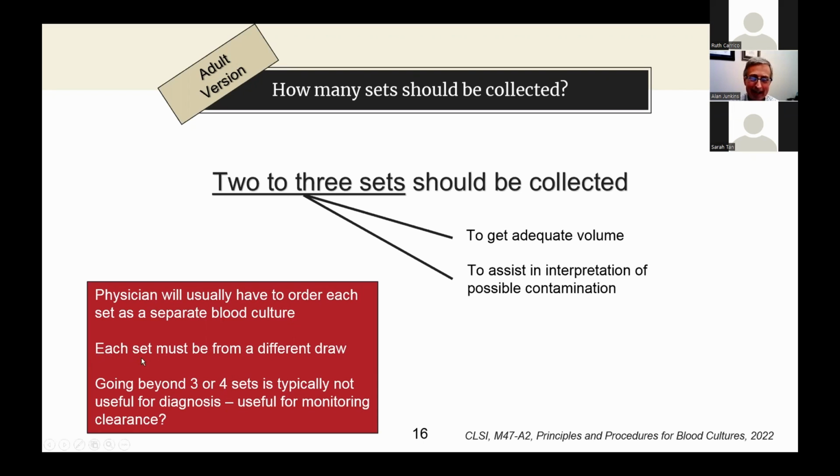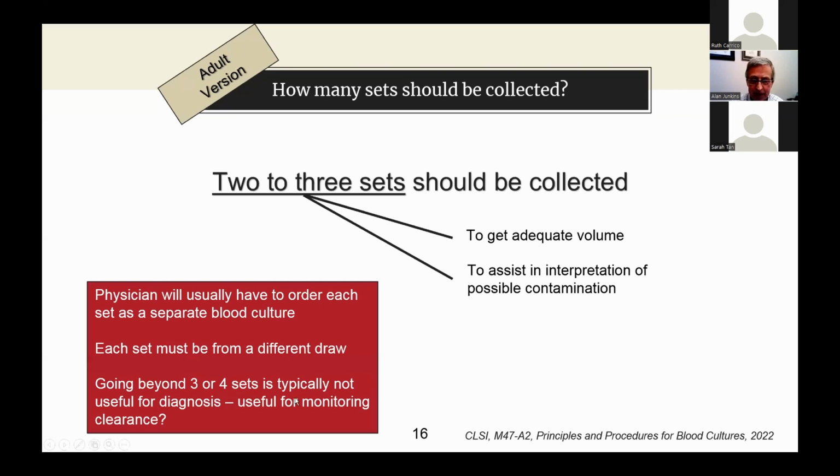Here's another one. Each set has got to be a different draw. If it's a venipuncture, line, whatever, each set is a different draw. Do not stick a needle in somebody's arm and draw 4 blood culture bottles, and call that 2 different sets. If it's 1 venipuncture, then it's really 1 set. So it's got to be from a different draw.